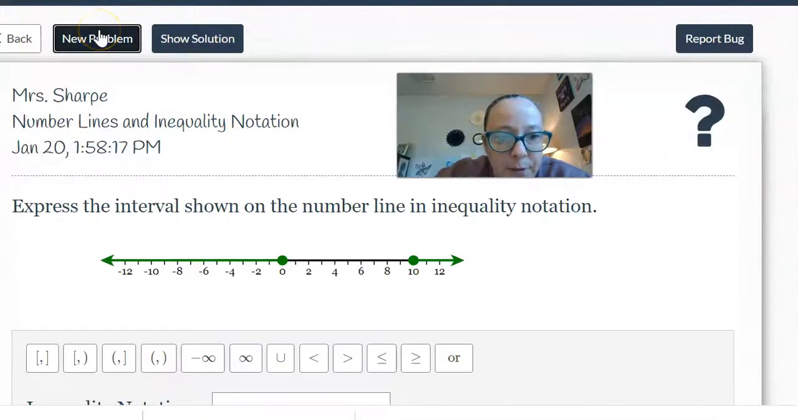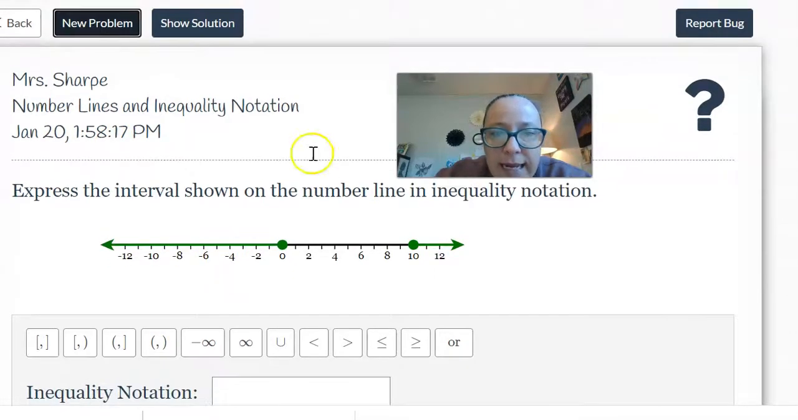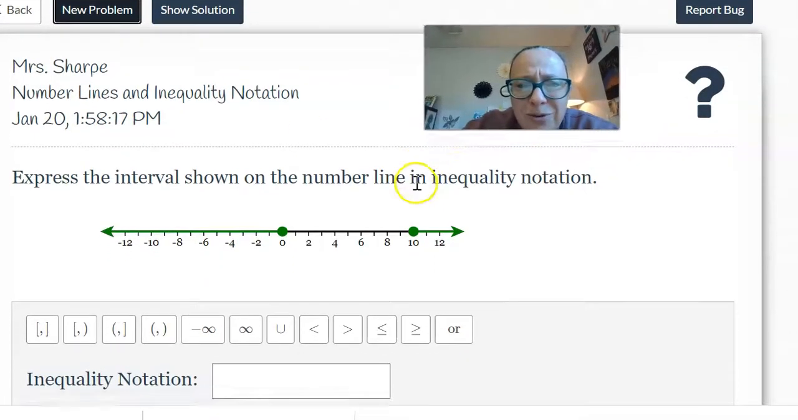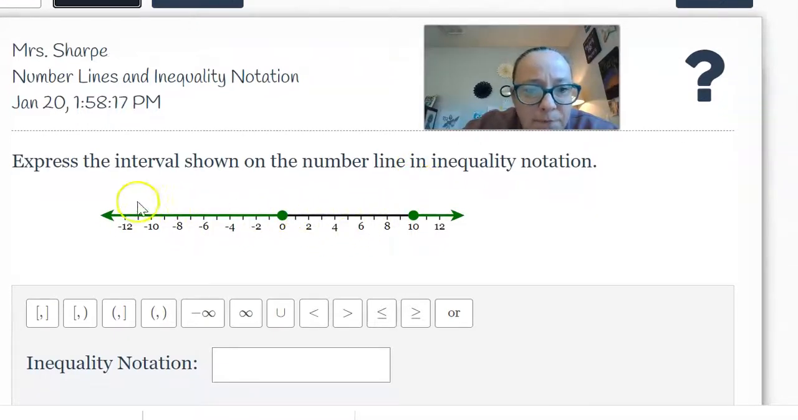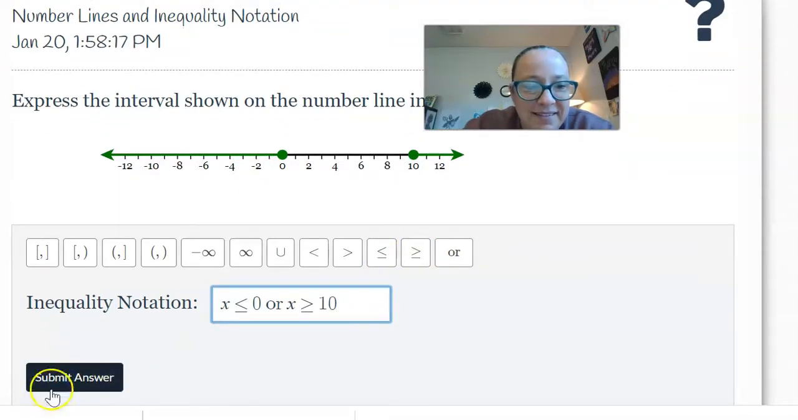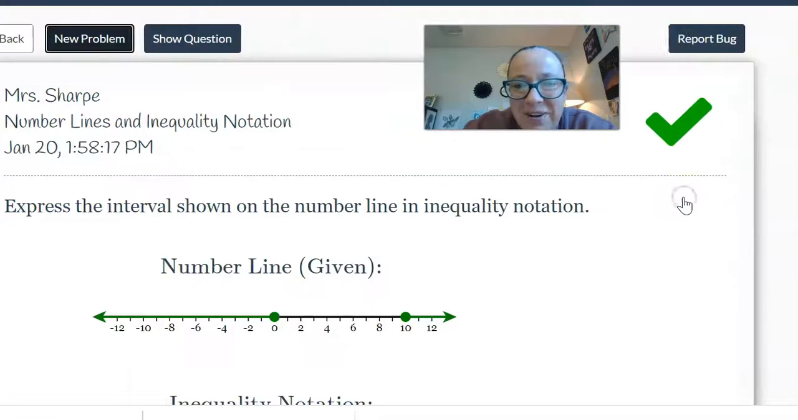Now let me go to a new problem. Okay, this one says express the interval shown on the number line in inequality notation. So this is old school notation, not interval notation. These are running away from each other. So let's see, x has to be less than or equal to 0. And then I put or, what is it? x greater than or equal to 10. And I know that's got the equal to's on them because they are closed circles. I hit submit, keep my fingers crossed, hope it's going to work out, and it did.